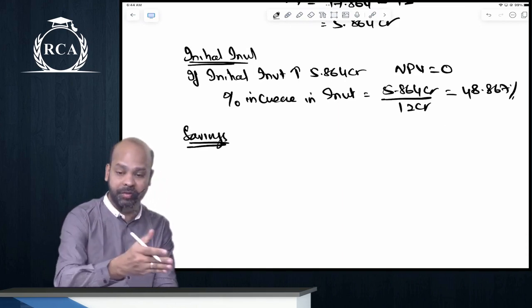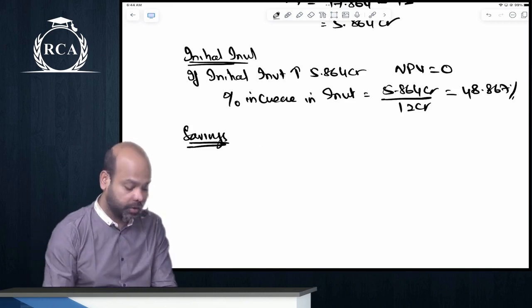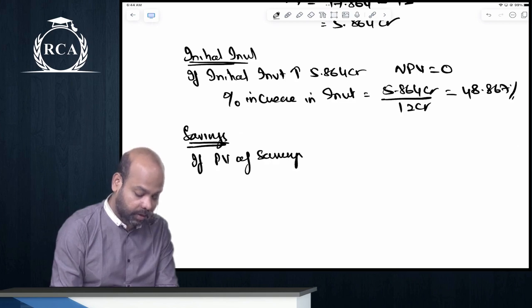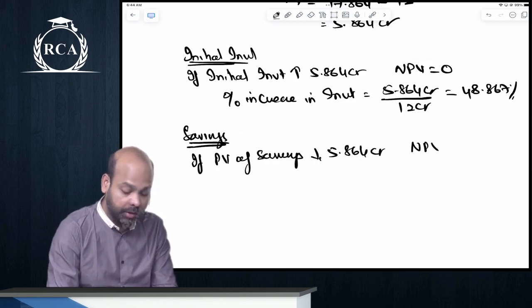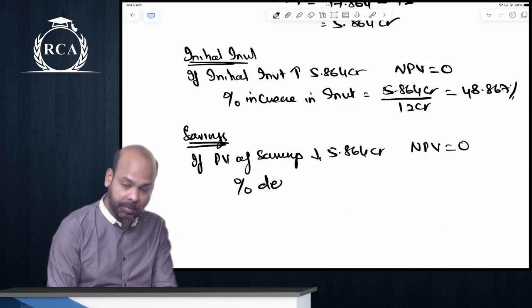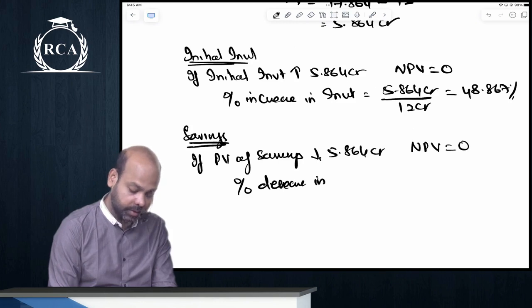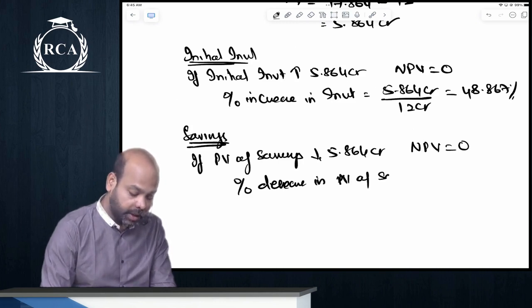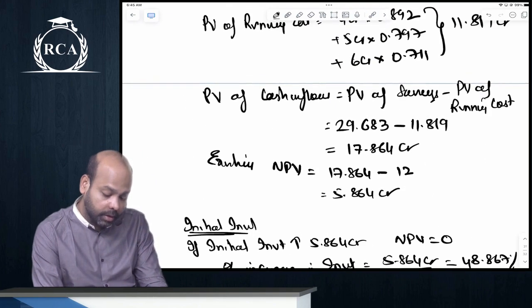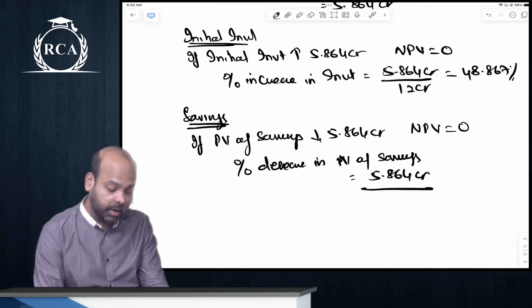Next, beta, is savings. It's asking us to do savings separately, running cost separately, initial cost separately. If present value of savings reduces by 5.864 crores, NPV will become 0, yes or no? What's the percentage decrease in present value of savings, beta? Percentage decrease in present value of savings. Existing 5.864 crores, beta, that you'll have to divide by 29.683 crores.